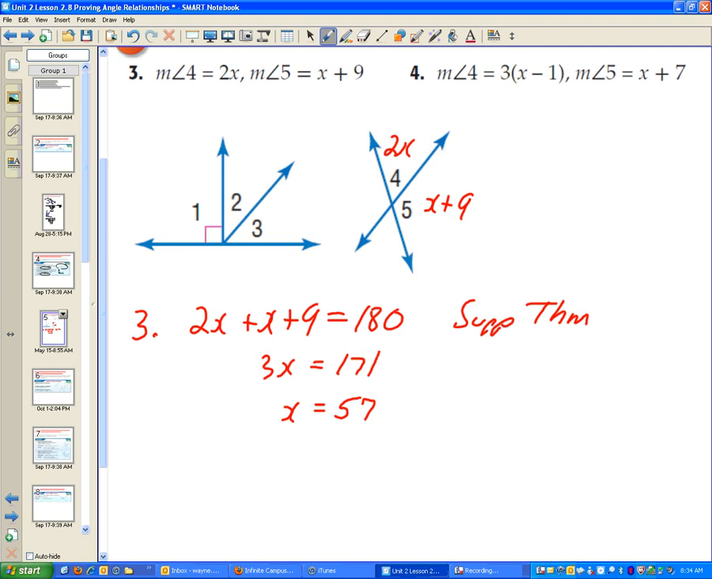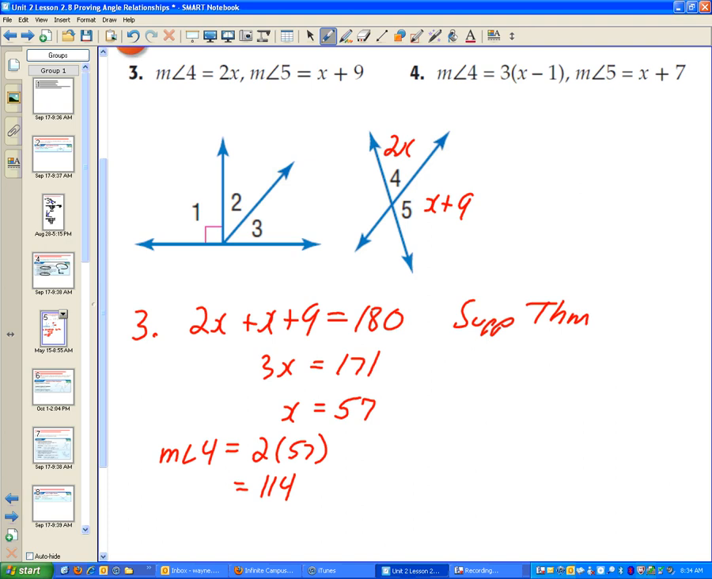Did we all get the same x? I got 57. Did you get 57? All right. Now, we need to get the measure of angle 4. That'll be 2 times 57. So what's the measure of angle 4? 114. And then we can get angle 5 a couple different ways.